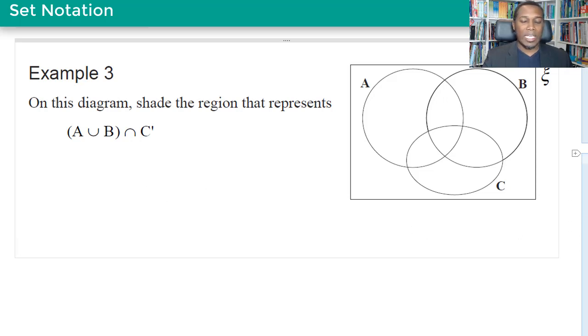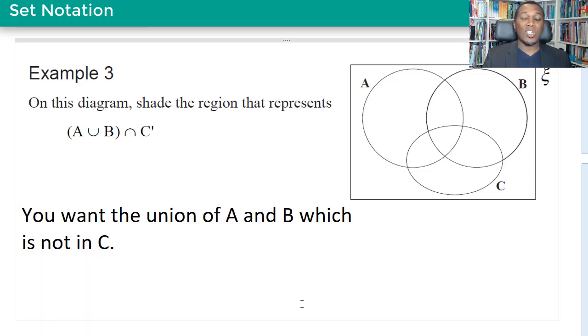What do you come up with when you shade that region? And I'll provide you with a hint, if we're unsure where to go. You want the union of A and B, which is not in C. C prime is not in C, so everything that is in A union B, but not in C. That's the region you're looking for.